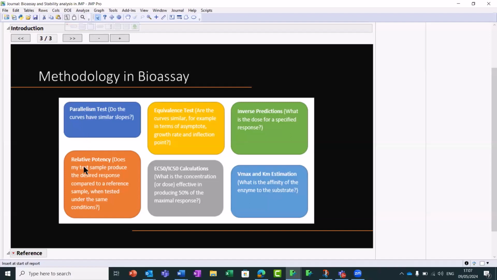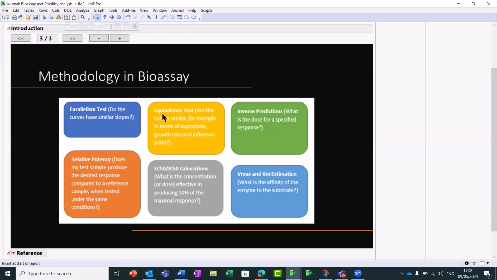Also, relative potency. Does my sample produce the desired response compared to a reference sample when tested under the same conditions? So potency would tell you if one enzyme or other product is more potent or more active than others.